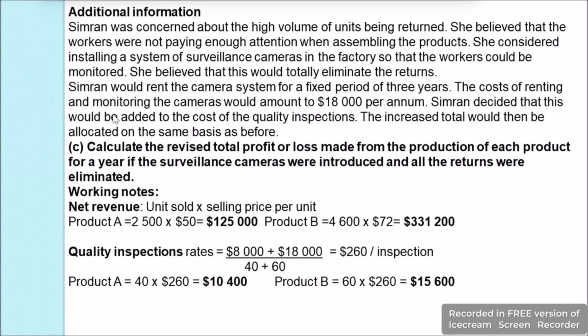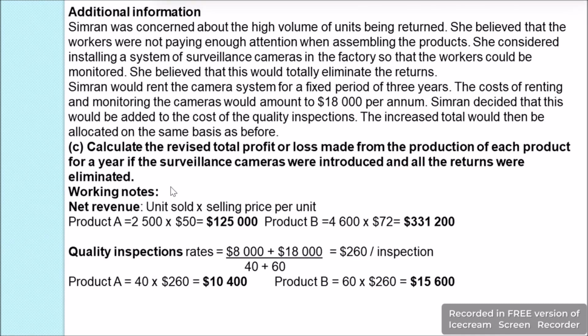The cost of renting and monitoring the camera would amount to 18,000 per annum. Simran decided that this would be added to the cost of quality inspections. The increased total would then be allocated on the basis as before. In the C bit of the question, we are asked to calculate the revised total profit or loss made from the production of each product for a year if the surveillance camera were introduced and all the returns were eliminated. Let's do the calculation in the working notes.